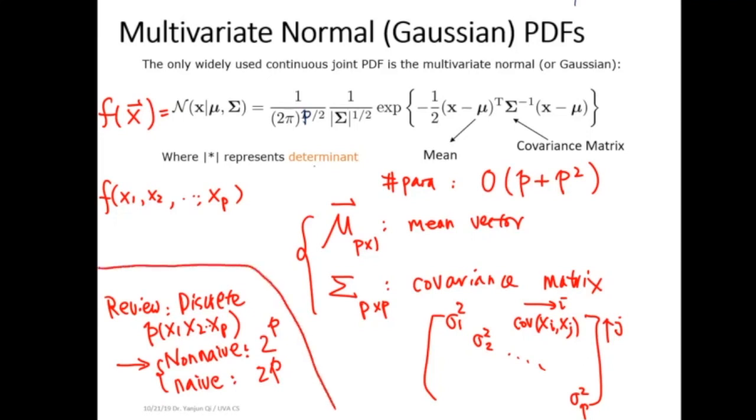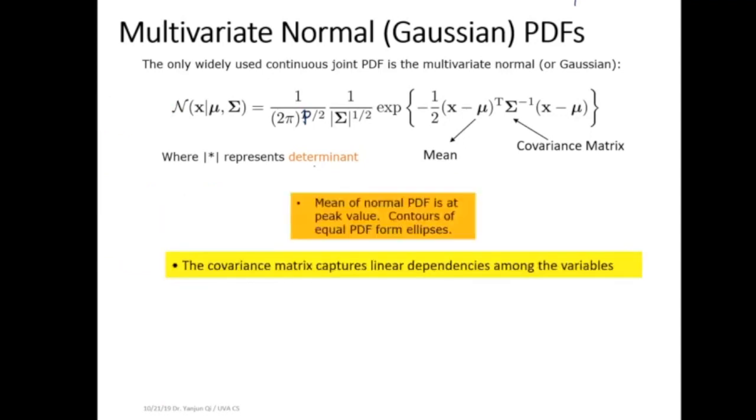And to make this more clear, this is about last time, the discrete random variable. Let's now come back from the general p case to the p equals 2 case. This page tells you again that the mean of the normal PDF is the peak value, meaning the position where the density is largest. And the contour of equivalent probability density forms ellipses. It will be very clear on the next page.